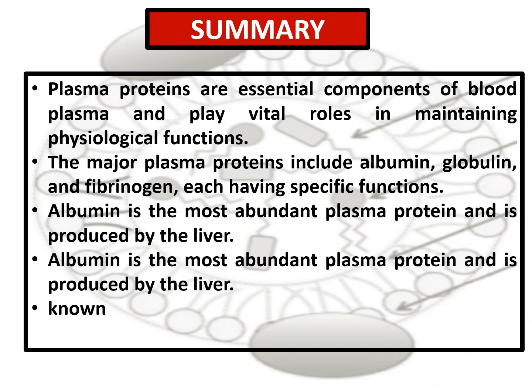Summing up, plasma proteins are essential components of blood plasma and play a very vital role in maintaining the physiological functions. The major plasma proteins include albumin, globulin, and fibrinogen, and each has a specific function. Among all the plasma proteins, albumin is the most abundant plasma protein, and it is produced in the liver. It is mainly involved in carrying fatty acids and fat molecules. Albumins are also the smallest in size among all the plasma proteins.